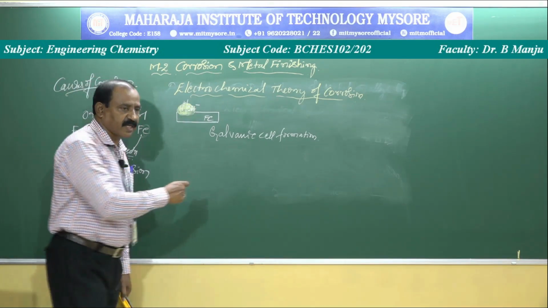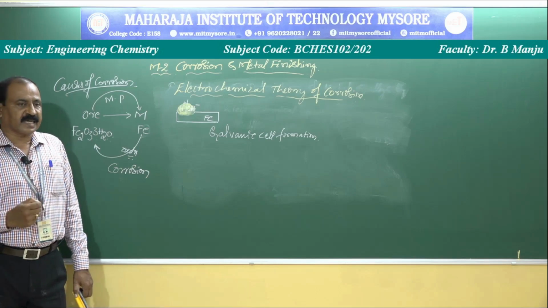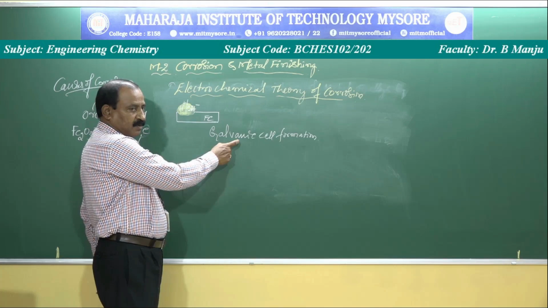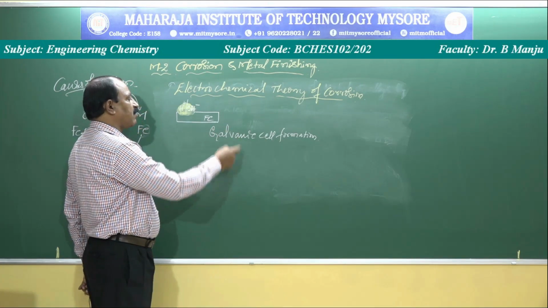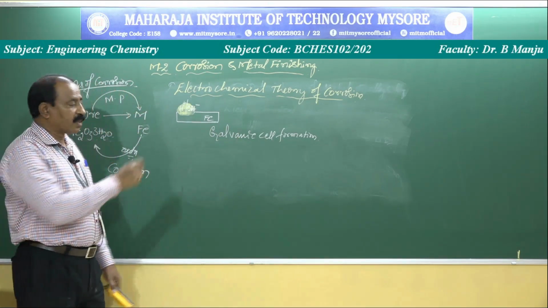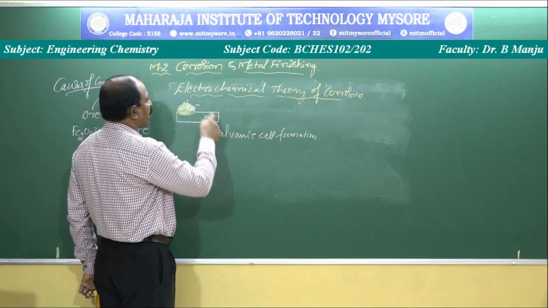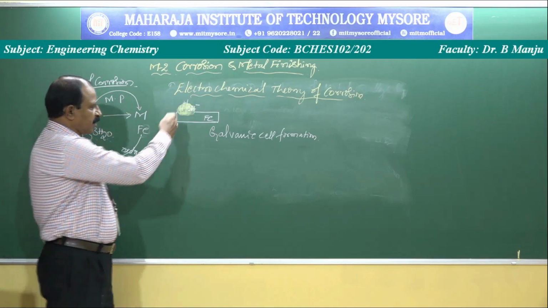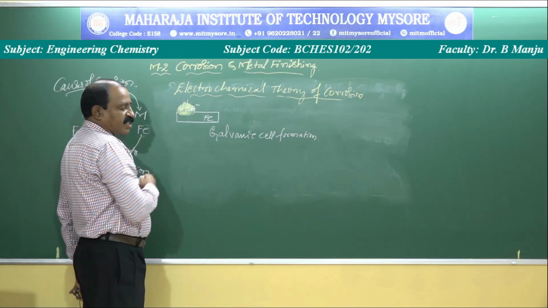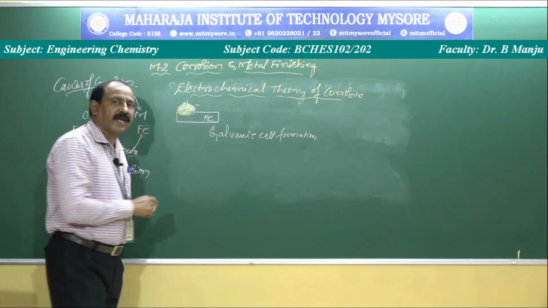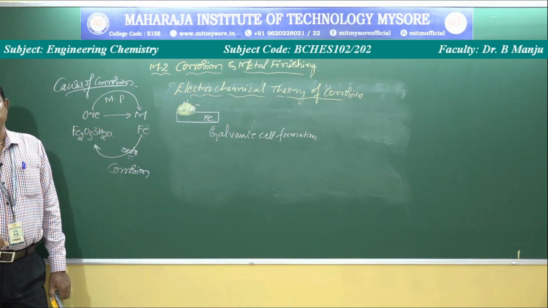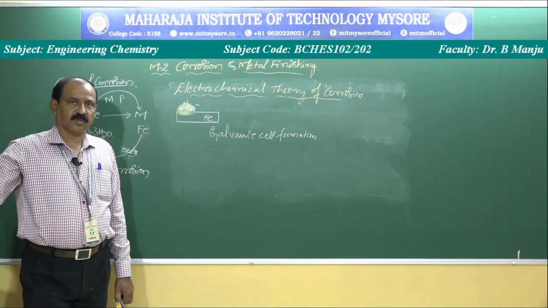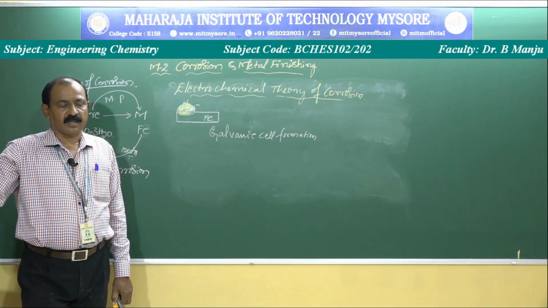When electron transfer takes place, some potential difference occurs. Due to the potential difference, small galvanic cells are formed. Due to the formation of galvanic cells on the surface of the metal, they undergo corrosion. That is the mechanism explained by the electrochemical theory of corrosion. As per the theory, where oxidation takes place, that portion acts as anode, or we call it the anodic area. Where reduction takes place, that portion acts as cathode, which we call the cathodic area.